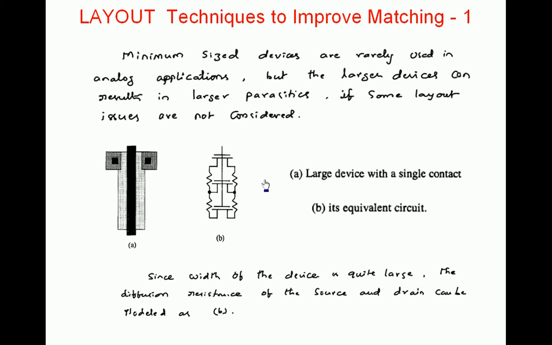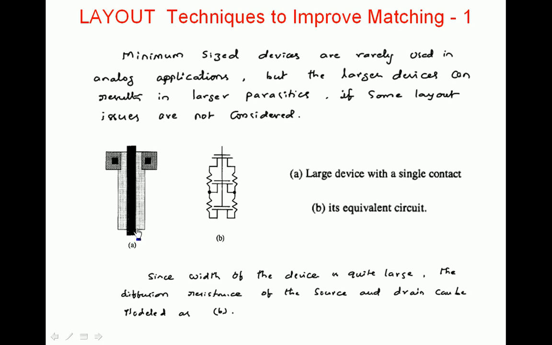So for example, consider this A, a large device with a single contact. That contact is a single contact on the drain and on the source, and there is no other contact: one side is source, the other side is drain. This black region is polysilicon. Source and drain are going to be n plus diffusions.